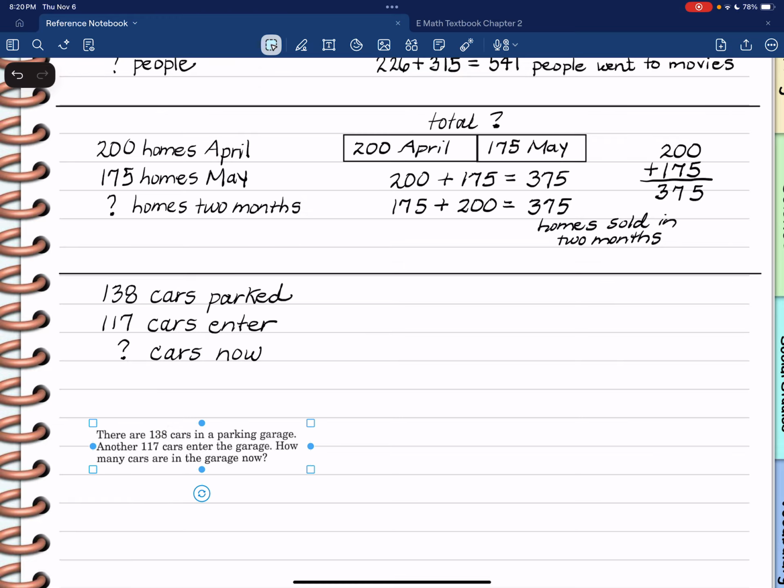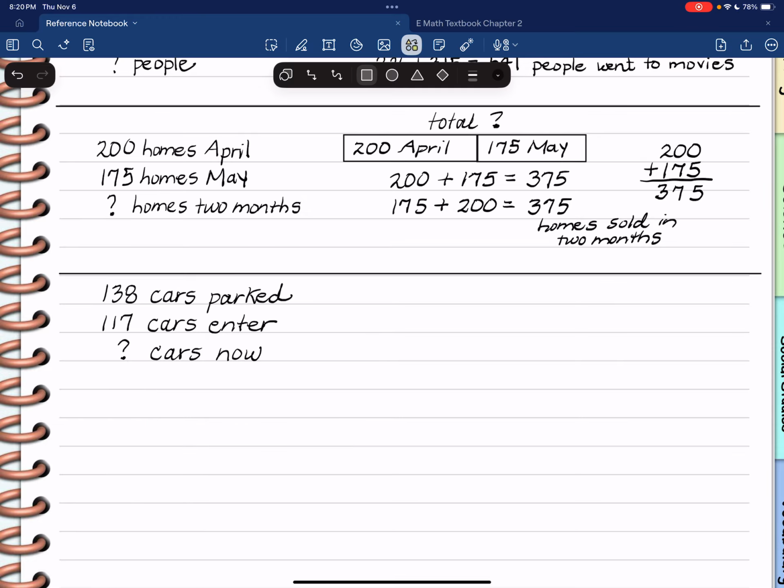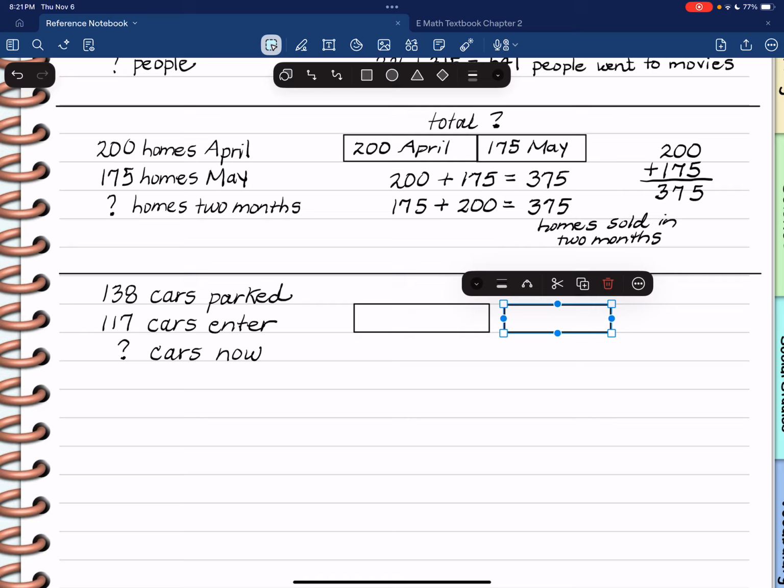So you can get rid of the word problem. We got what we needed. And I'm going to draw my bars. So I have 138 and 117. Those are pretty close numbers, but not exactly the same. So there's the 138, and then let me draw another one for the 117. We'll make it a little bit smaller, and then we're going to put those together.